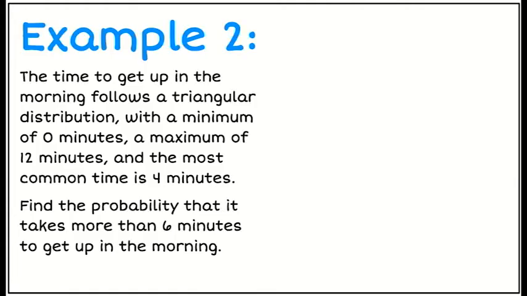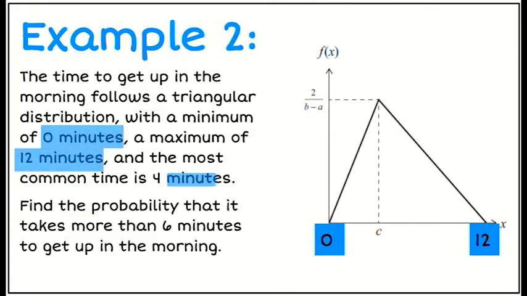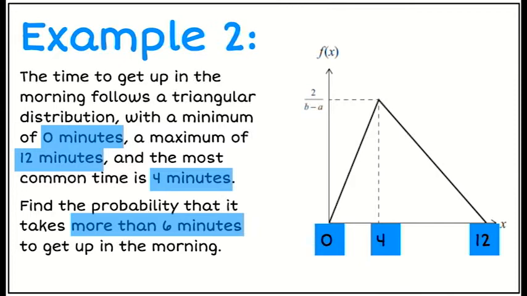So our time to get up in the morning, it's still the same. So we've got a triangular distribution with a minimum of 0 minutes, a maximum of 12 minutes, and a mode of 4 minutes. And we want to find the probability that it takes more than 6 minutes to get up in the morning. So more than 6 means I need to find the 6 on my scale, and I want the area above it, which is what I've now just shaded in. So that's the area I want to find.